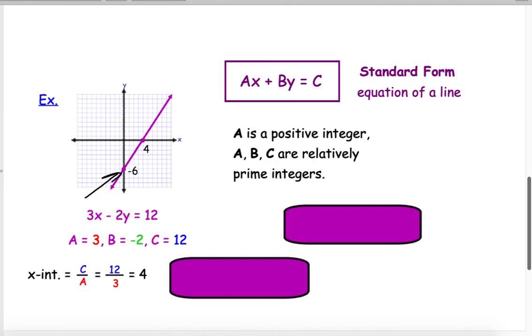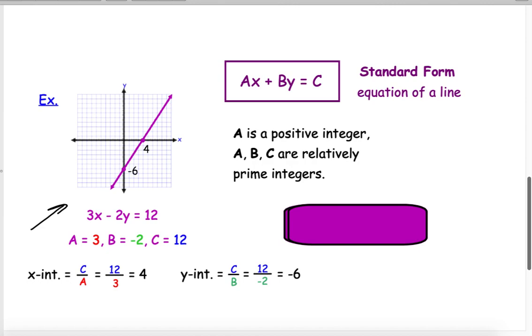Similarly, if I want to find the y-intercept, we would set the x equal to 0, and then when we solve -2y equal 12, we're going to take that 12 divided by -2, so in other words, c divided by b, and that would give you your y-intercept.